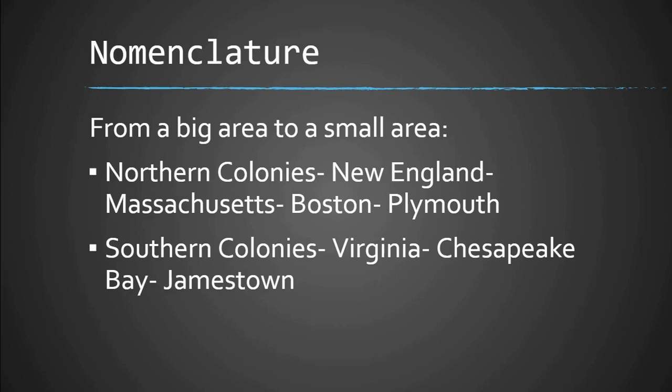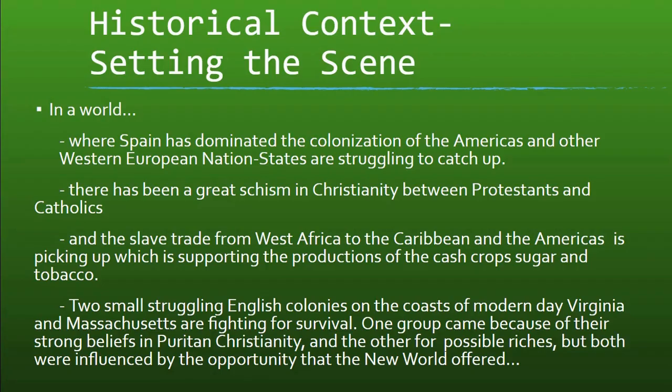Okay, let's move on to context. So if you're just starting out in APUSH or any history course, you'll need to understand context or contextualization. I like to think of this as setting the scene, meaning what is going on in the larger world of the topic you're focusing on. In this case, Virginia and Massachusetts Bay colonies. And how does that topic fit within the larger world?